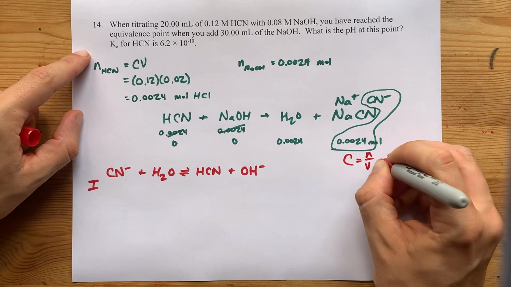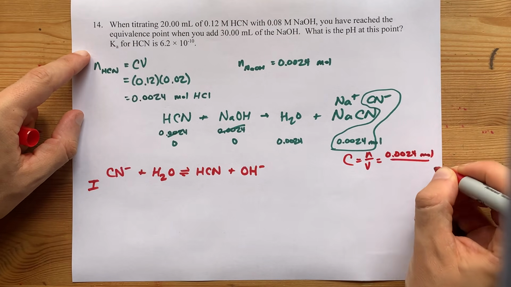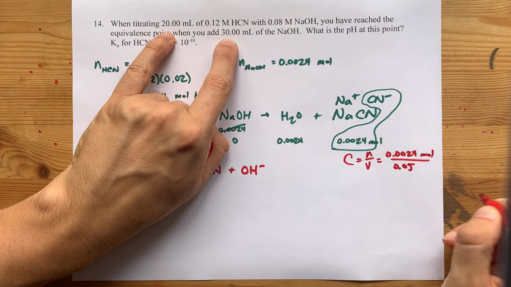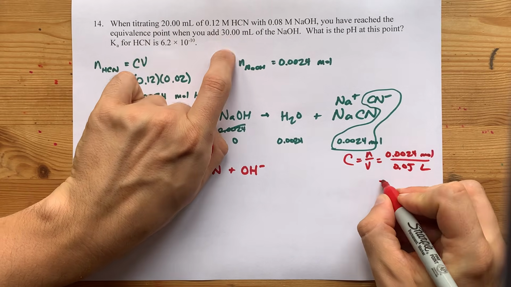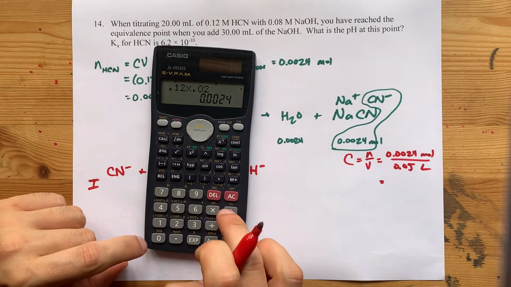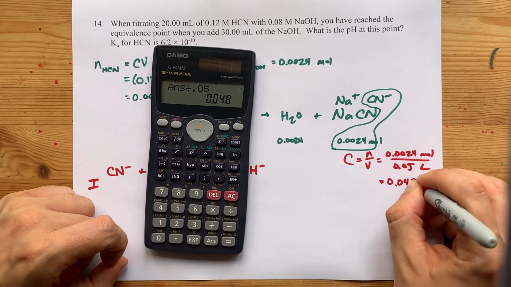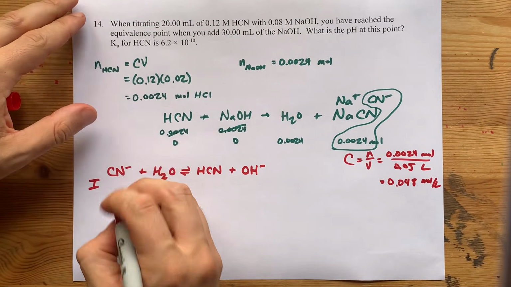Concentration is moles over volume. 0.0024 moles divided by total volume 50 milliliters, aka 0.05 liters. That calls for a calculator. It's 0.048 moles per liter. That's the number we need in our ice table.